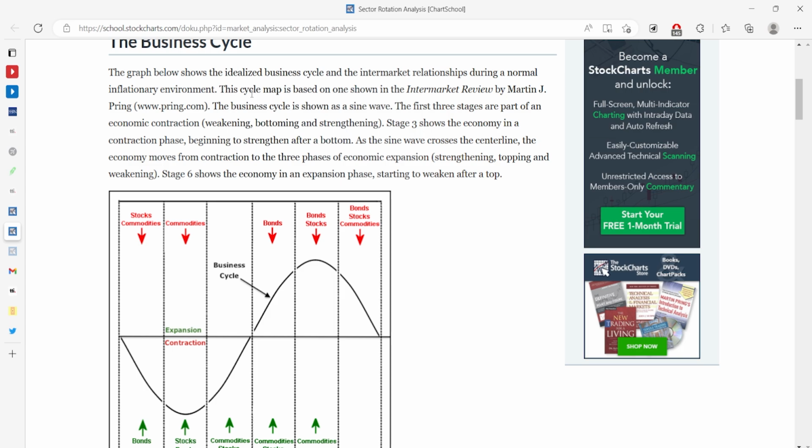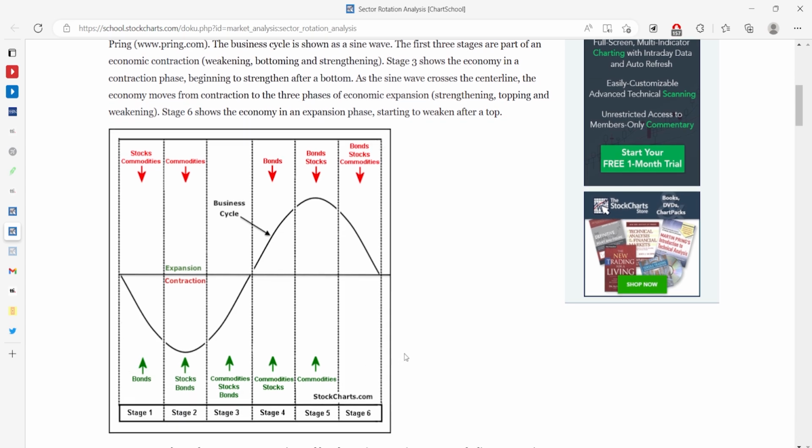So obviously, the market oscillates up and down, and within those major market oscillations, what we've tried to do is break down the business cycle in terms of the market. And as you can see, there are 6 stages within this business cycle. The first 3, stage 1 through 3, are going to be during contractionary periods. The last 3, stages 4, 5, and 6, are going to be in expansionary periods.